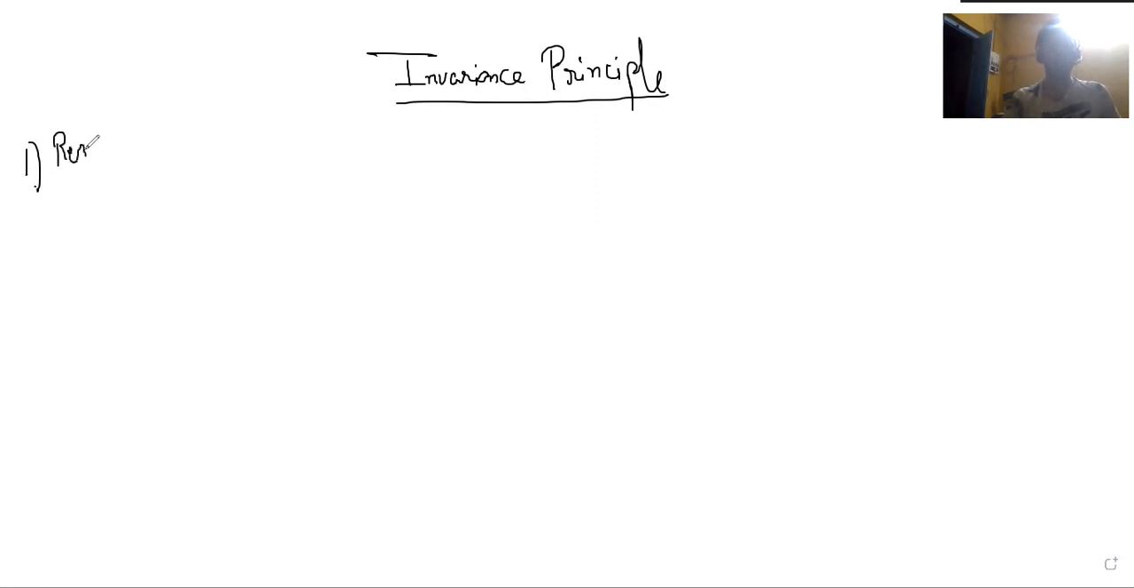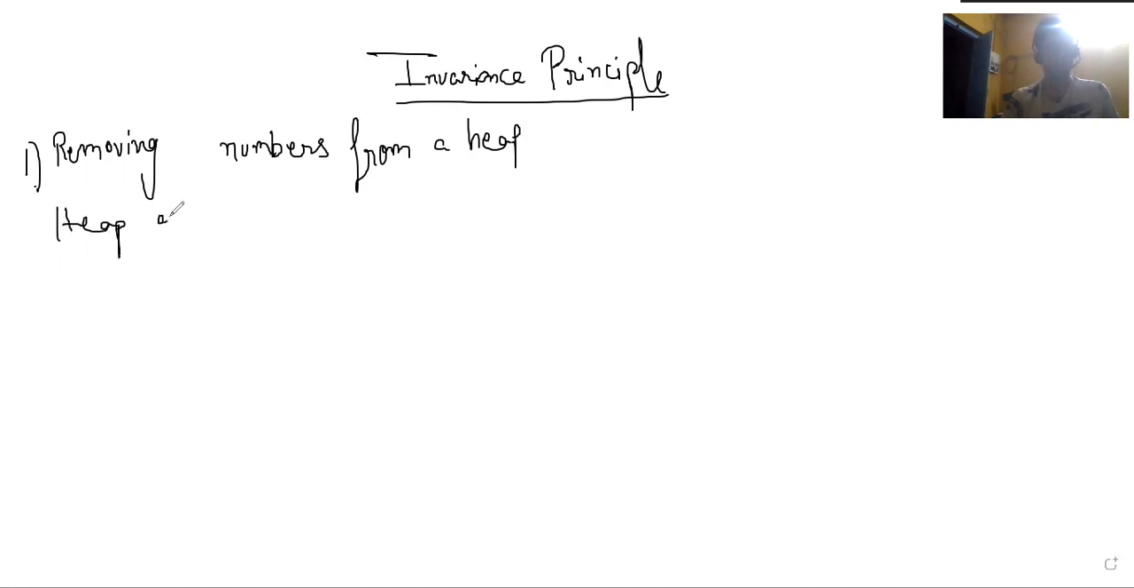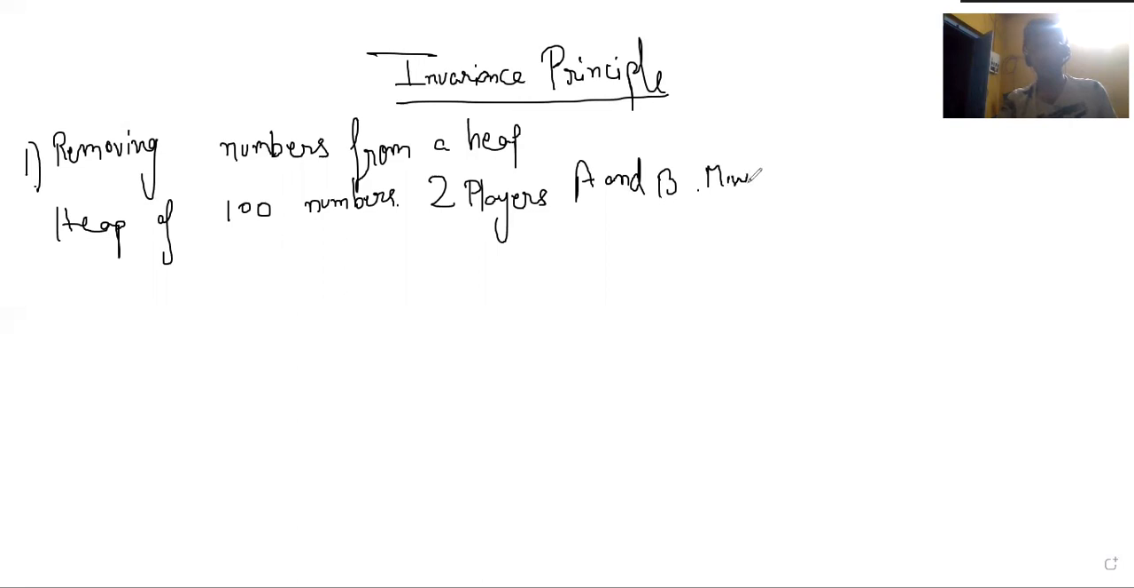So problem 1. Let me name the problem: removing numbers from a heap. There is a heap of 100 numbers. That exact number is not important. We are going to play a game with 2 players, A and B, and obviously they move alternately. Moves alternate.